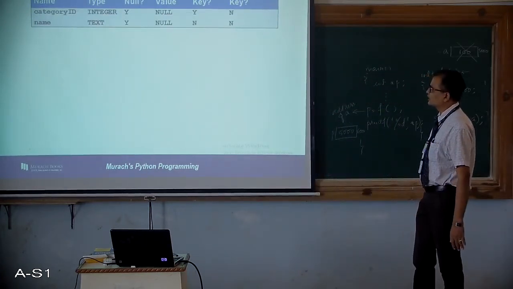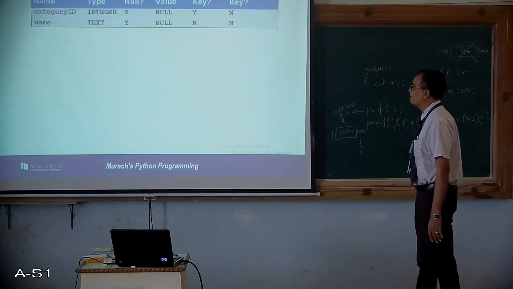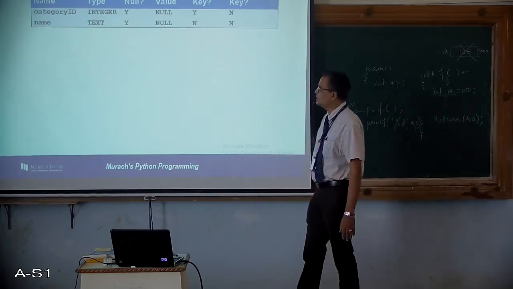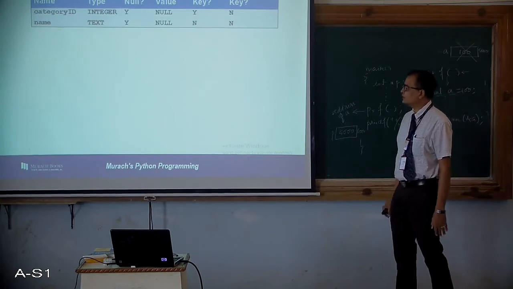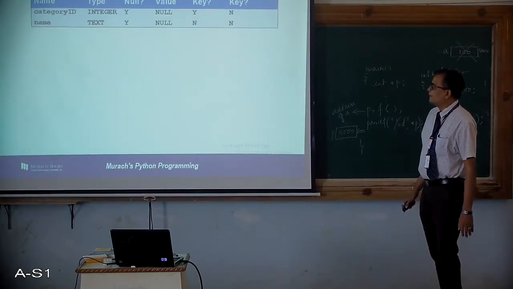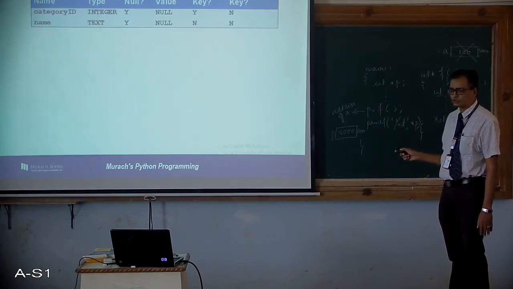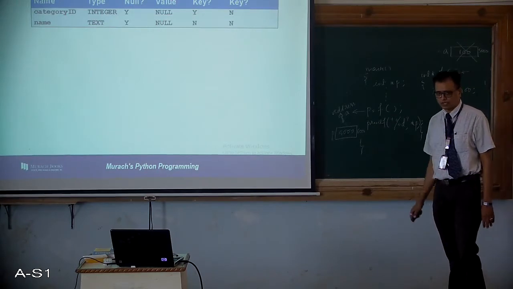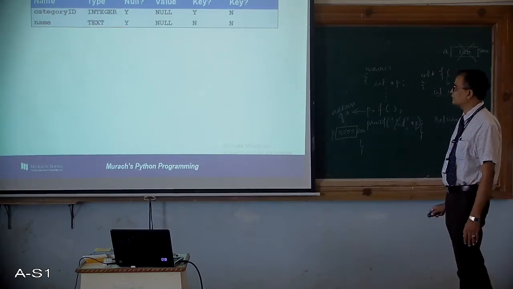So the columns of the category table are two, category ID and name. Category ID's data type is integer, name's data type is text, right? So these category ID and name should not be null. It should never be null. It should contain a value. By default, the values will be null, but you will have to insert the values for these particular fields always.